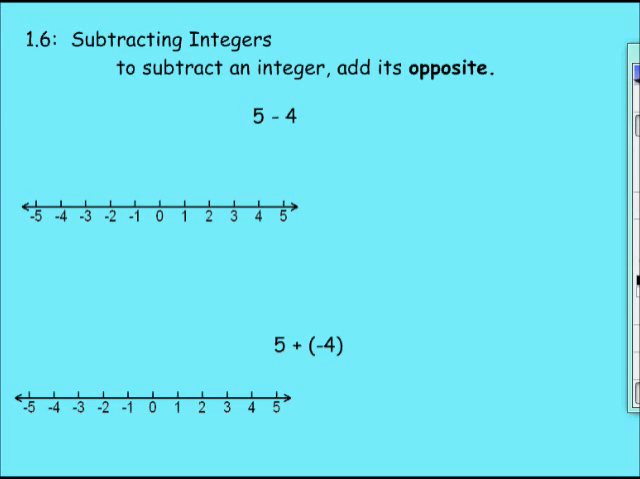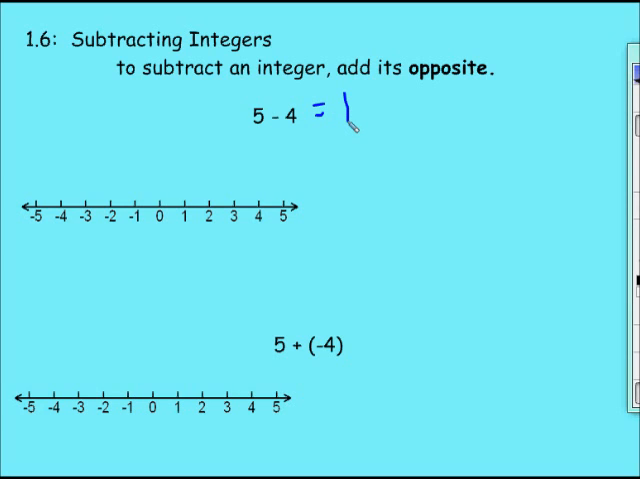1.6 is on subtracting integers. As we know, subtraction is the opposite of addition. So to subtract an integer is the same as saying we're going to add its opposite. Now 5 minus 4, you've been doing this since elementary school. 5 minus 4, I think you can do that already, is 1.